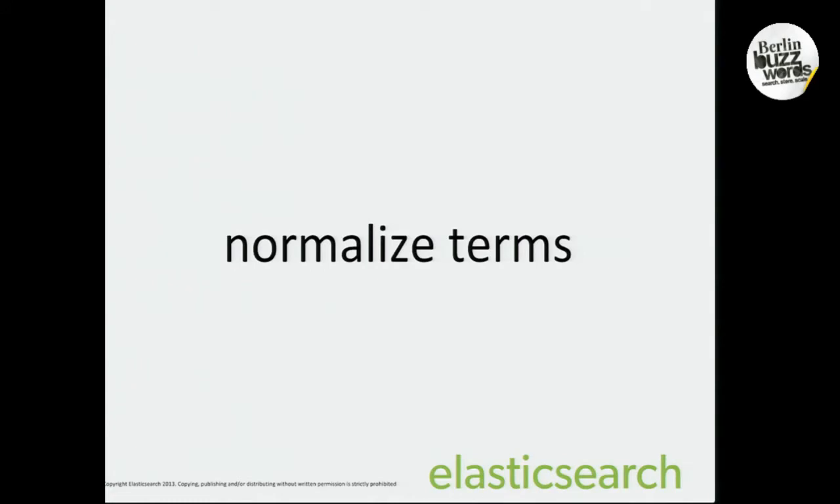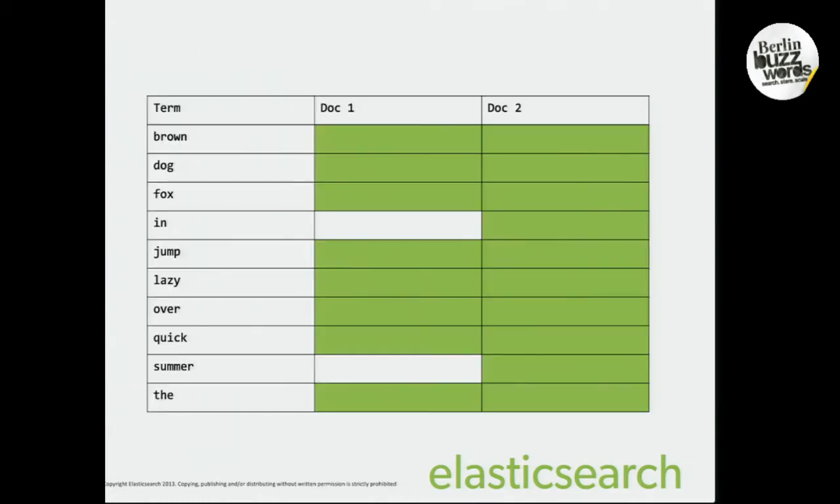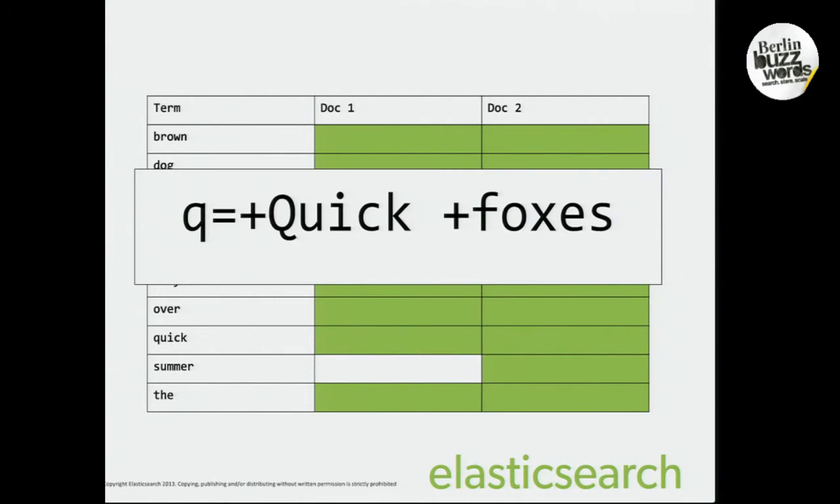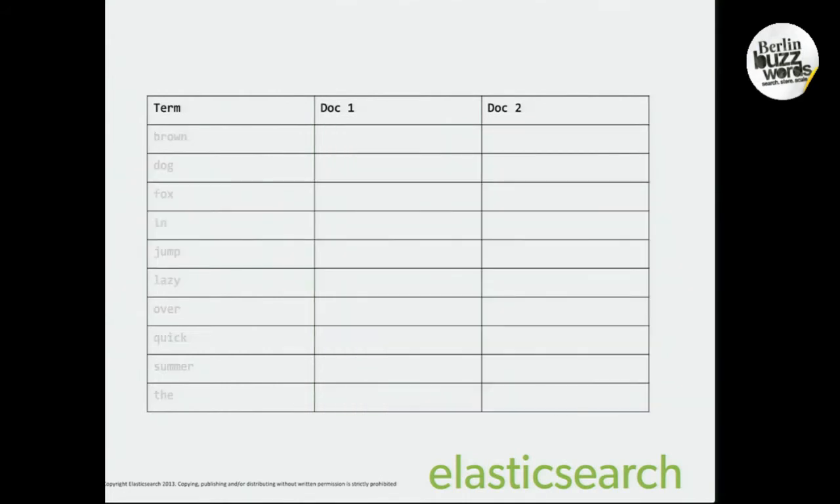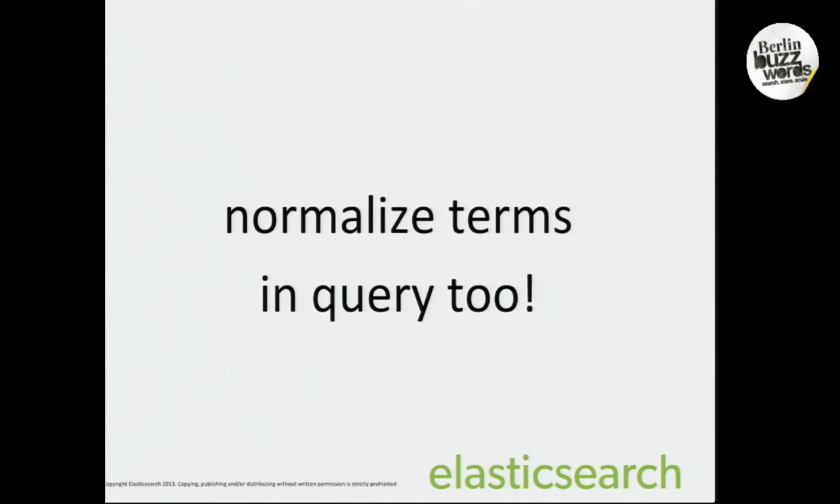This normalizing of terms is very important. But our query still doesn't match. We don't have the capital quick in this index, and we don't have foxes in this index. So we need to normalize the terms in the query too. The terms in the index and the terms in the query need to go through the same analysis process because you can only find what is actually in your index. Quick becomes lowercase, foxes is stemmed into fox, and suddenly our query works.